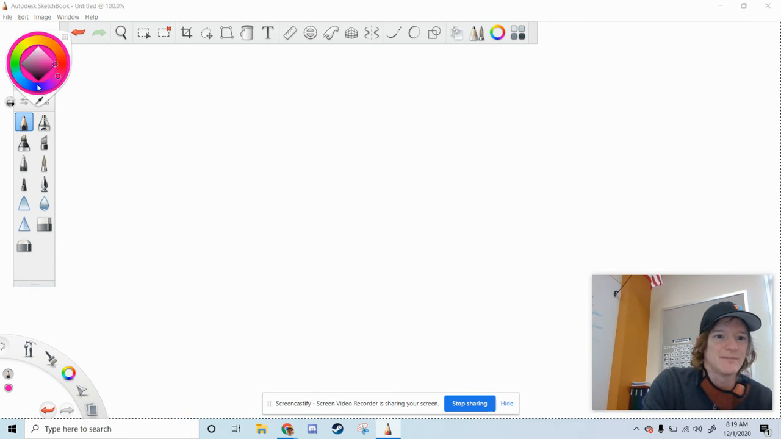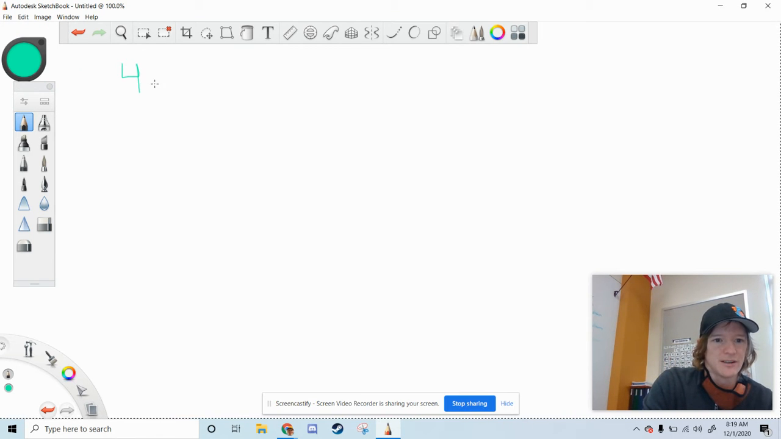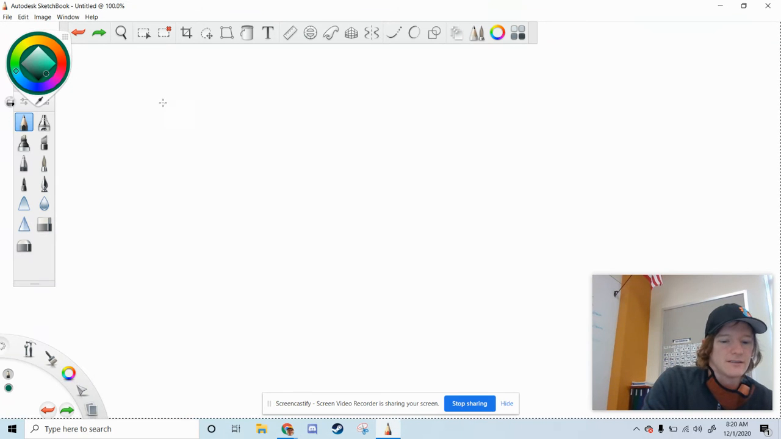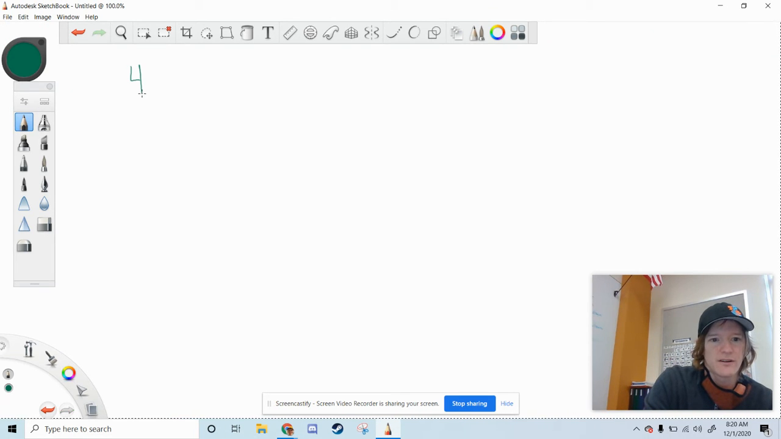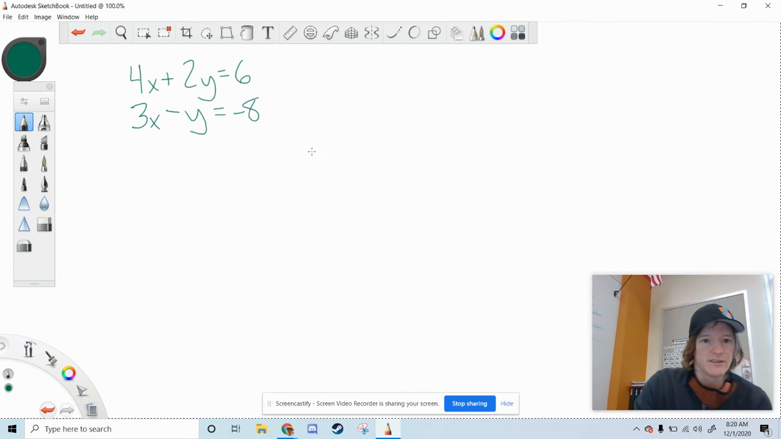I know it seems like a lot, but I think the repetition will help us with the familiarity of these problems. So let's see, the next one will be 4x plus 2y equals 6, and 3x minus y equals negative 8. Looking at the x's, can't really use 3 and make a 4. Can't make 3 with 4.